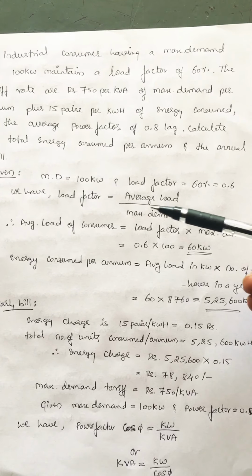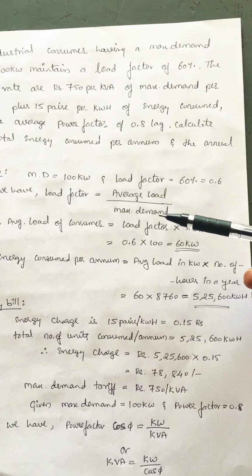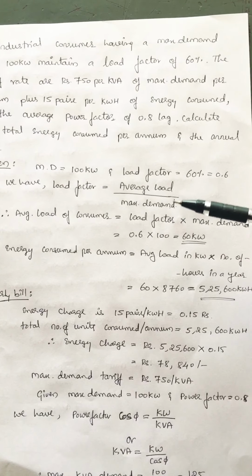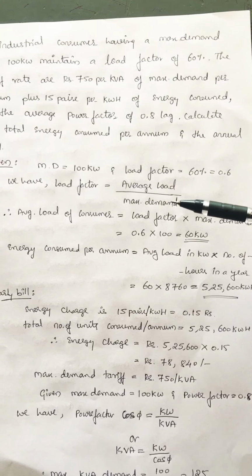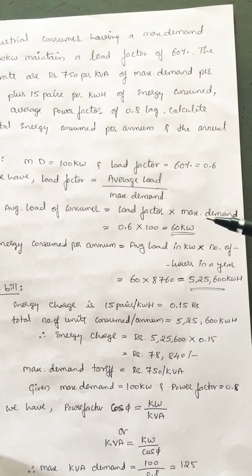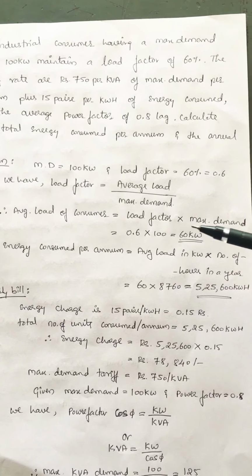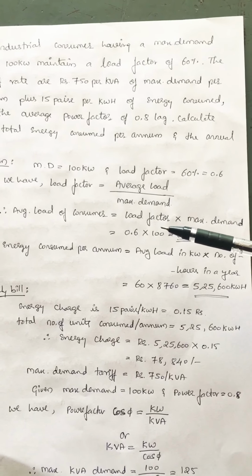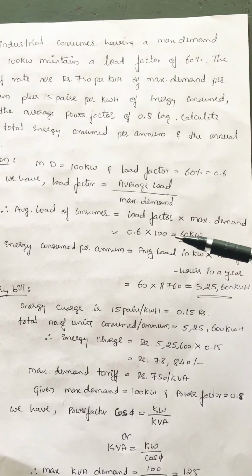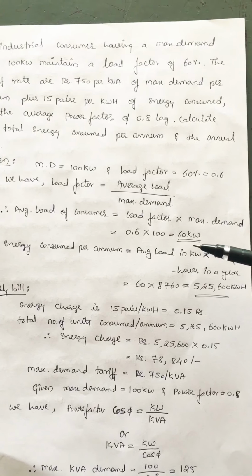We have the formula that load factor is given as average load divided by maximum demand. Now we have to determine the average load of the consumer. If we rewrite this equation, average load will be equal to load factor into maximum demand. Load factor is 0.6 and maximum demand is 100 kilowatt. If you substitute and solve, you will get 60 kilowatt. That will be the average load of the consumer.